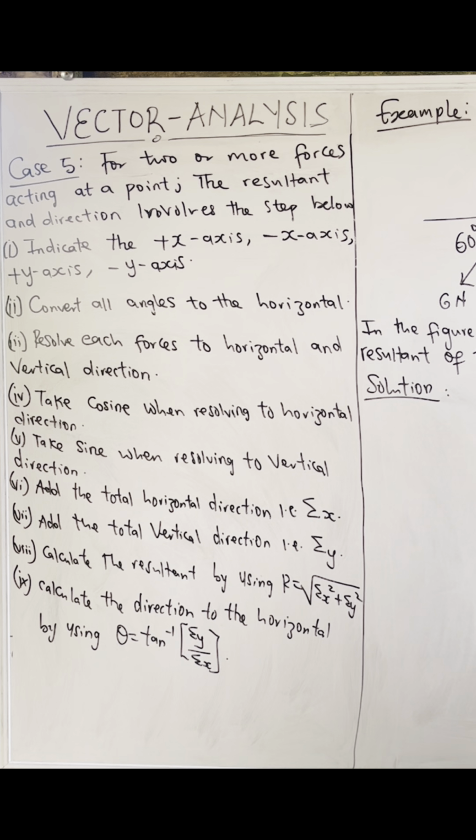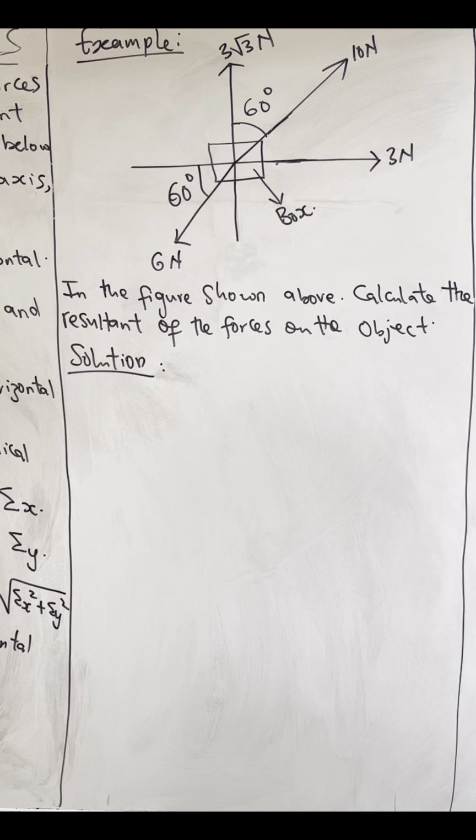After that, we are going to calculate the resultant by using R is equal to the square root of summation x squared plus summation y squared. And we also calculate the direction to the horizontal by using theta is equal to tan inverse of summation y over summation x. Now let's look at a particular example.